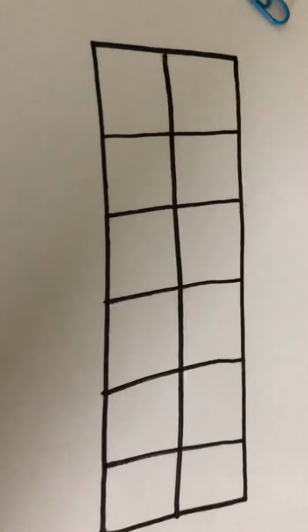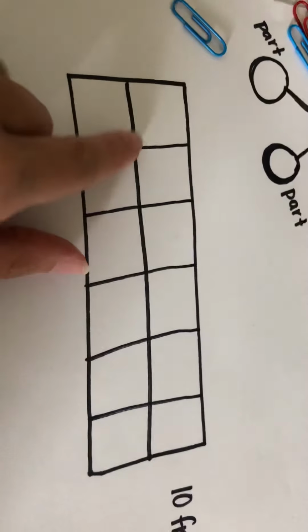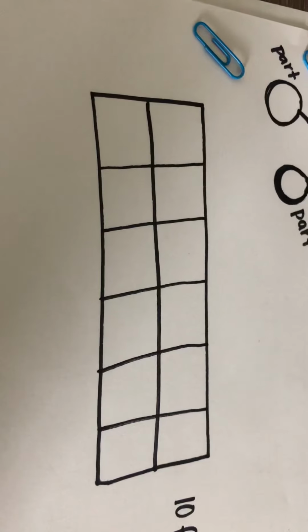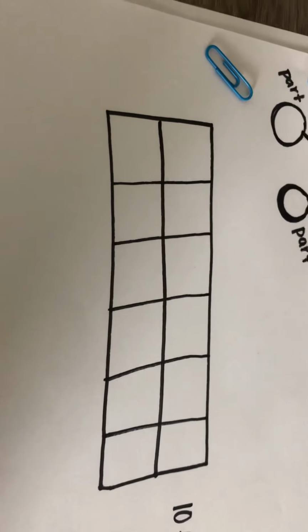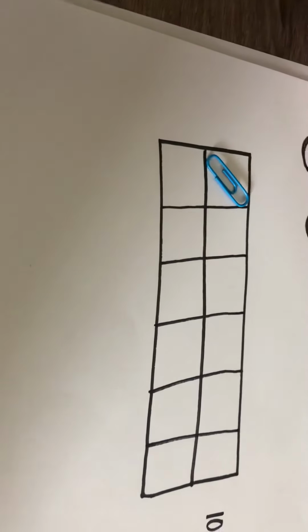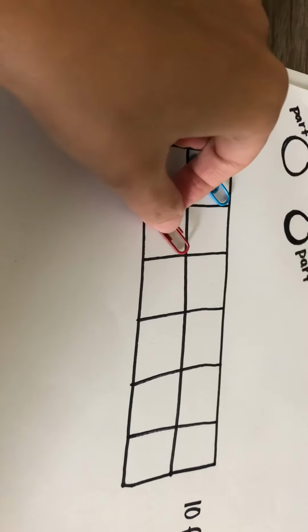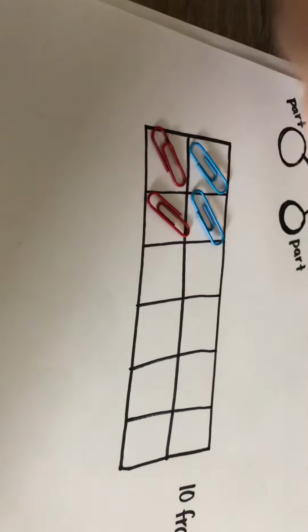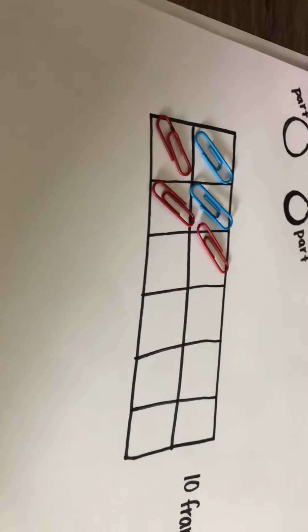So I know that I need to make 10, right? So you would instruct your child to make 10, and some need to be blue and some need to be red. So they may just pick up their objects and put one in each box, but they need to make 10, right? They need to fill all of the boxes up.